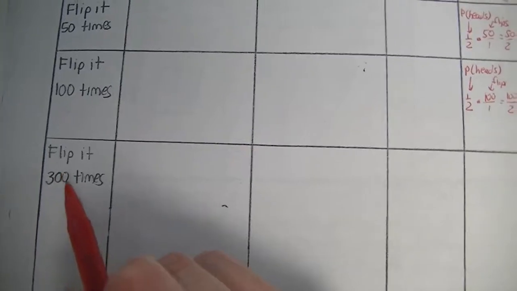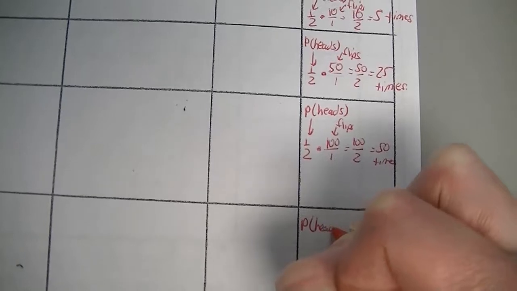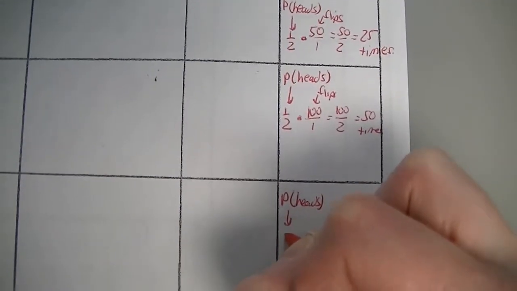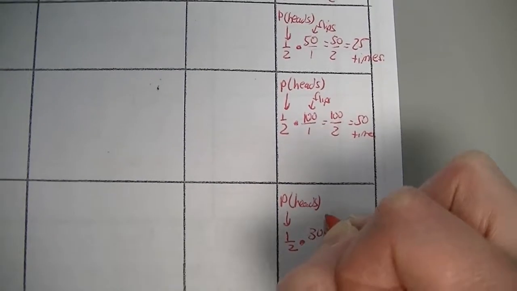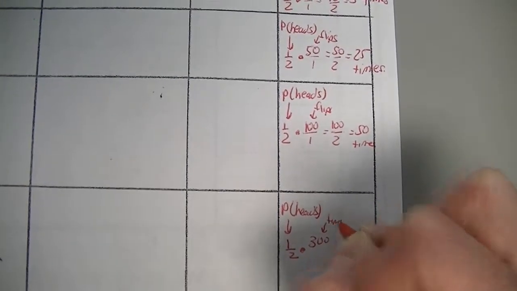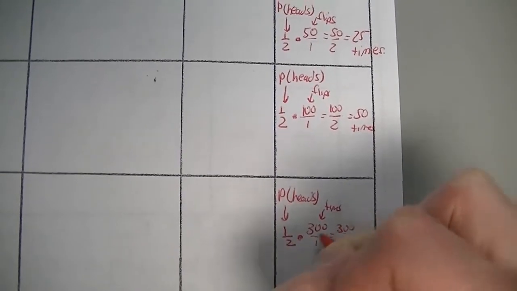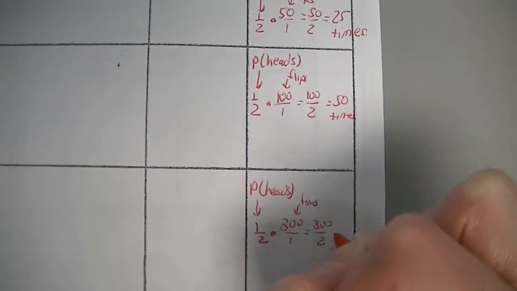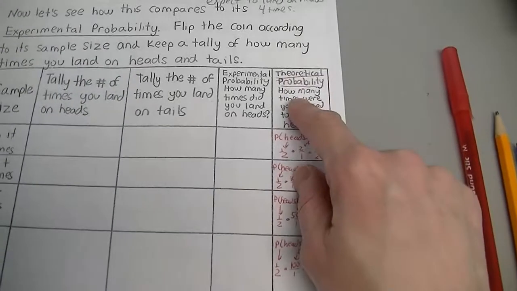Okay, this last one for theoretical probability, you're flipping it 300 times. How many times are you going to land on heads according to theoretical probability? Well, here's what you should expect. The probability of landing on heads is 1 out of 2. You're flipping it 300 times. So you should expect to land on it, let's see, 1 times 300 is 300. 2 times 1 is 2. 300 divided by 2, that's 150 times. Okay, so that's all using theoretical probability.